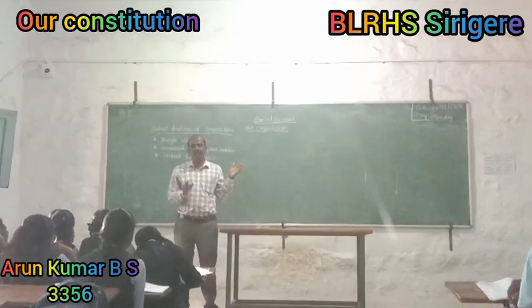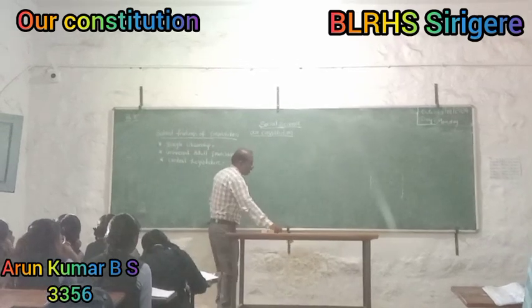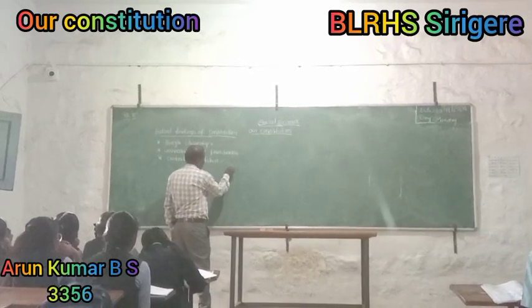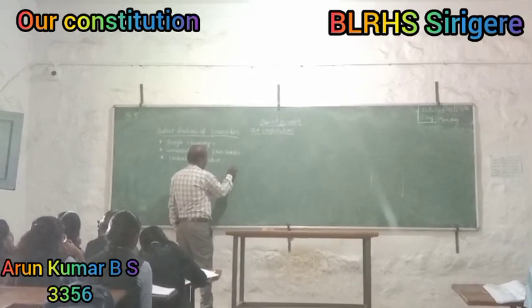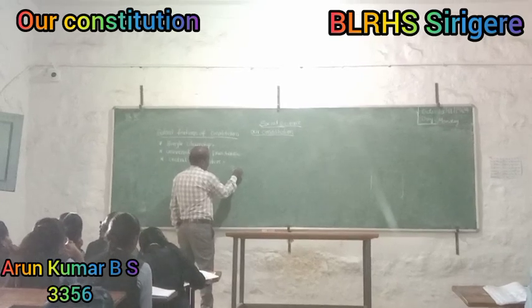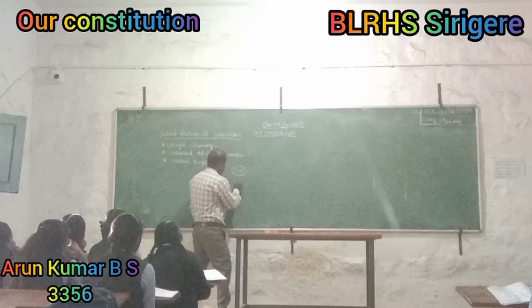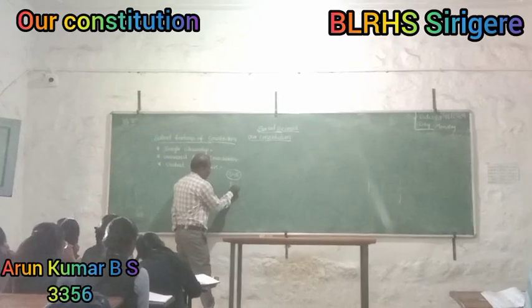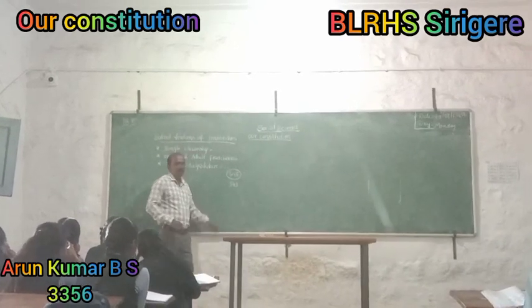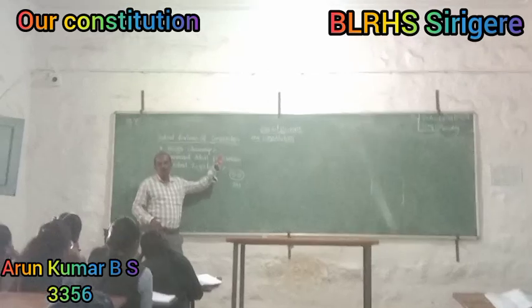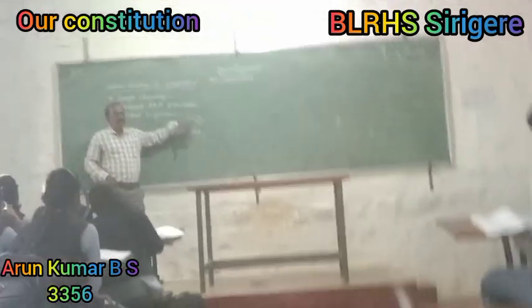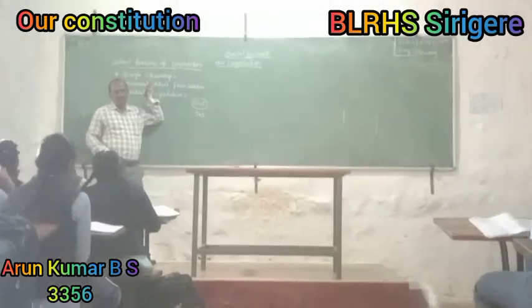So there are 545 Lok Sabha members. How many? 545. In that, 543 members are directly elected by the people of India and 2 Anglo-Indians are nominated by the president.